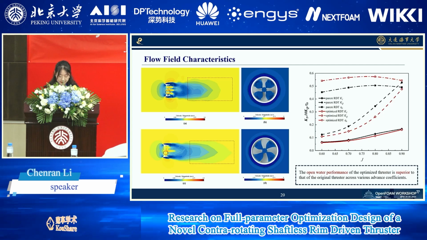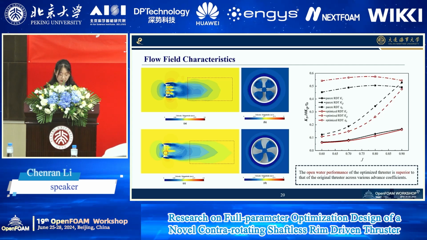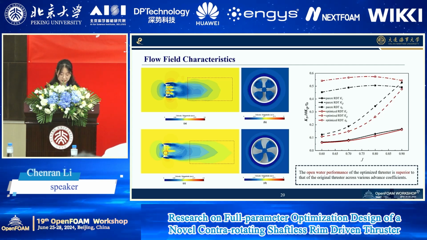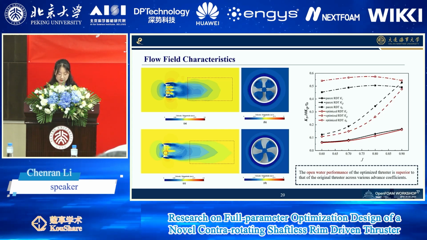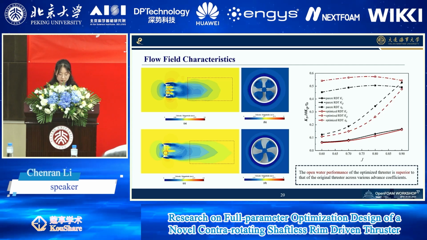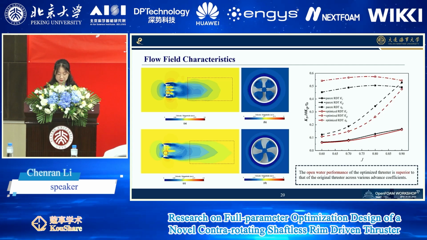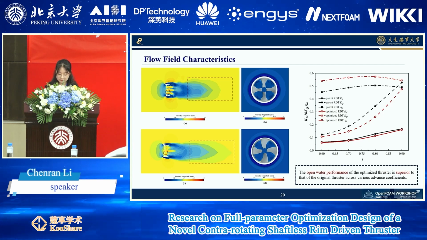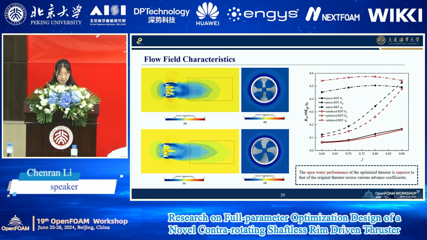As shown in the figure, the flow field at the blade plane of the optimized propeller is more uniform, and the area of high velocity region has increased. Additionally, the open water performance of the optimized propeller is superior to that of the original prototype propeller across various advance coefficients. Therefore, the hydrodynamic performance of the optimized shaftless RDT is better.